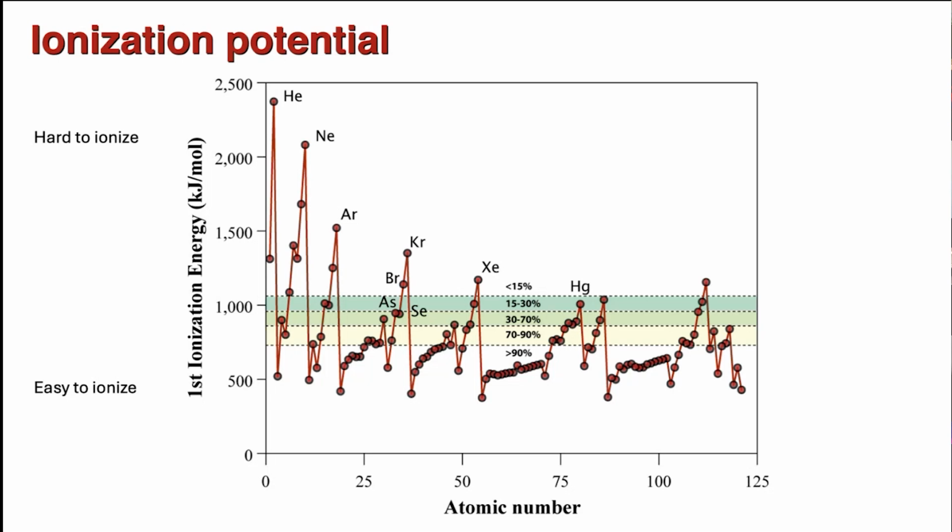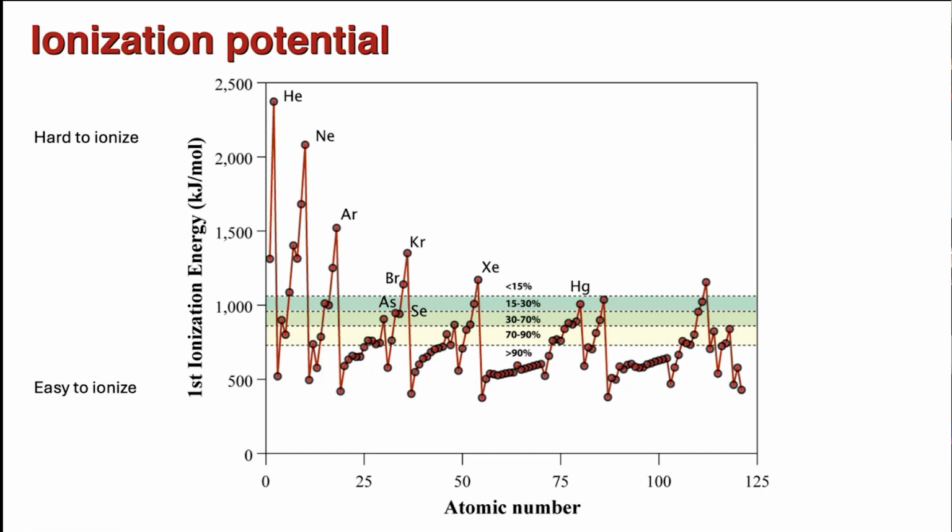And so you can see in this chart, the y-axis is increasing energy in kilojoules per mole. It doesn't really matter. It just goes from hard to ionize at high numbers and easy to ionize at low numbers. And what do we see? We see a pattern where the noble gases are the hardest to ionize. And then the first column elements on the periodic table are down here, and they're the easiest to ionize. Within each period, it becomes relatively harder to ionize.